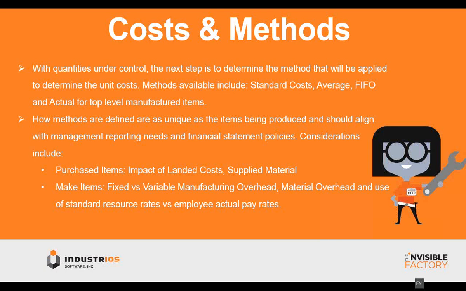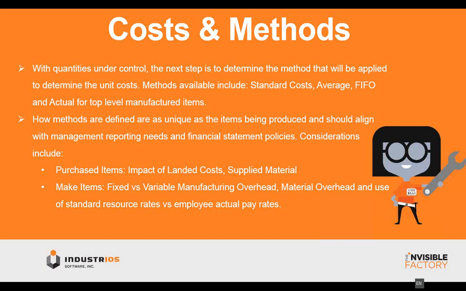So what are considerations, however, from us that we need as we're looking at different types of items? And I've broken them into two primary groups, purchased and make. So when we're dealing with purchased items, we want to have consideration for landed costs and where we're supplying material for those items that are going to come back to us. Make items, we're interested in overhead.